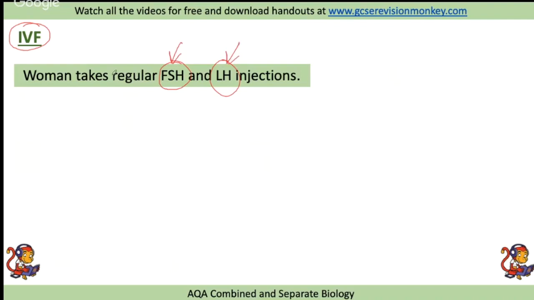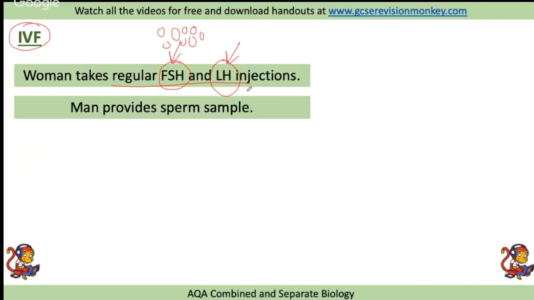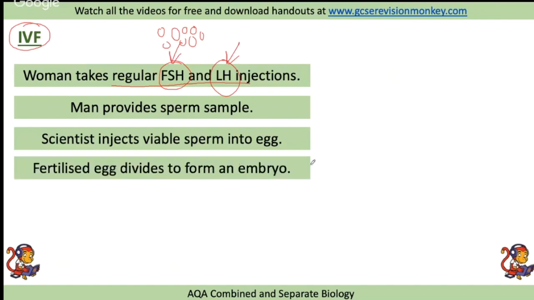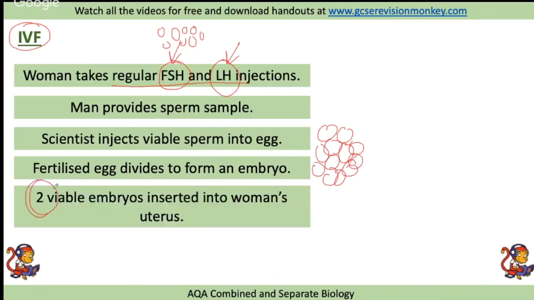and release the egg. So if she takes lots of injections, that means she can have multiple eggs, not just one, matured and then released. And then the doctor can do an operation to retrieve those eggs. So she may have a dozen or so eggs at the end of the process. The man provides a sperm sample, and the scientist injects the viable sperm, so the best swimming sperm, into the egg. The fertilized egg then divides by mitosis, like we've discussed before, to form an embryo. And then normally nowadays, only 2 viable embryos are inserted into the woman's uterus.